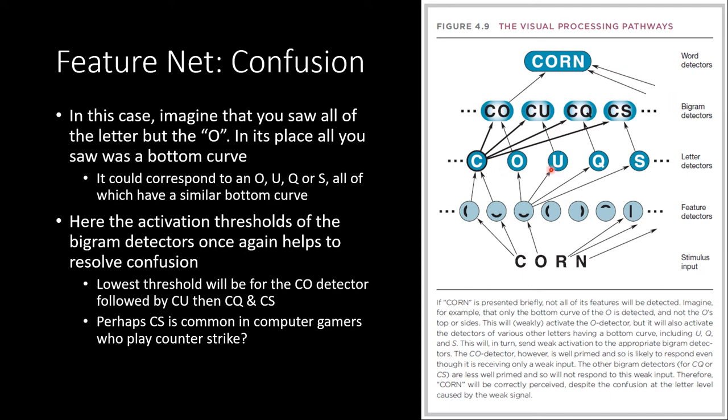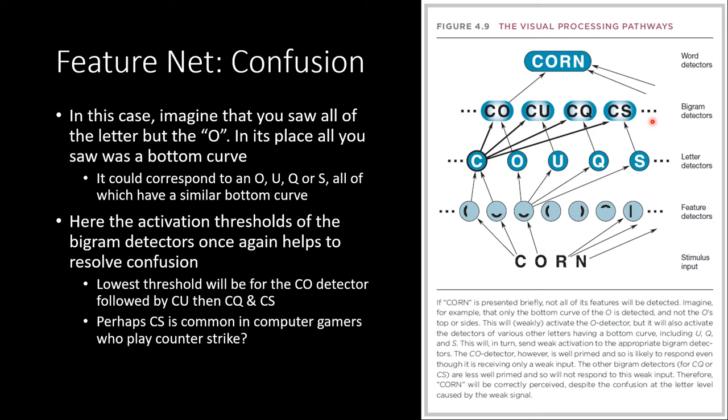So all four of these letters in turn get some activation from this shape, and they pass it on into the bigram detectors that are joined with C. So now I'm getting a ton of activation from C, which is giving activation to the CO bigram detector, the CU bigram detector, the CQ bigram detector, and the CS bigram detector. And each of these is also receiving a little bit of activation from the O, U, Q, and S. So now, if you were to calculate this out, the CO, CU, CQ, and CS bigram detectors are all receiving the same amount of activation. The same amount, fundamentally, if you trace out the arrows, is arriving at these bigram detectors.